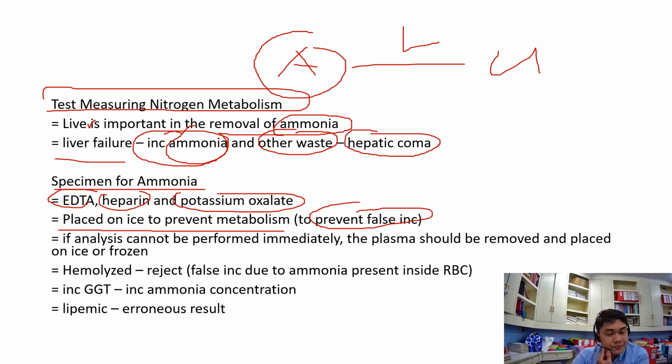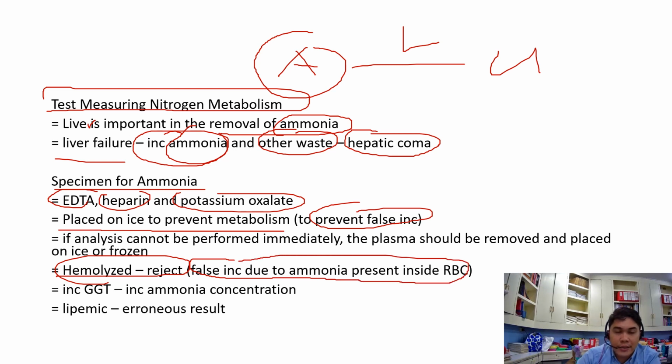of amino acid. Next, if analysis cannot be performed immediately, the plasma should be removed and placed on ice or frozen. Reject hemolyzed specimen because it can cause false increase in ammonia due to the presence of ammonia inside the red blood cell. Then usually if there's increase in GGT, the concentration of ammonia is also increased. And reject lipemic sample because it will give you erroneous result regarding your ammonia concentration.